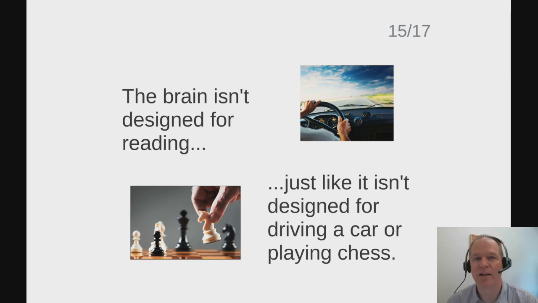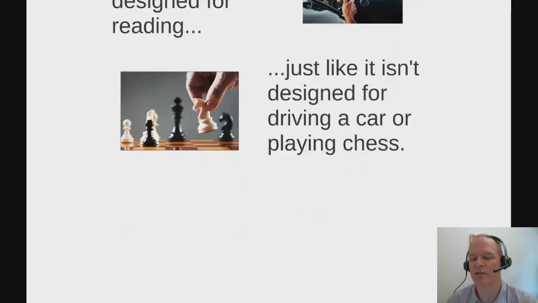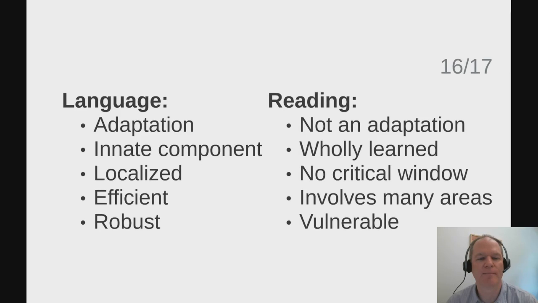And just like it's not designed to do other things like play chess or drive a car or do algebra, these are things that have to be wholly learned. Language, in contrast, is something that we have a significant component for that's innate, that's predetermined for us. So, to summarize, language is an adaptation. It has this innate component. It's localized in the brain and thus efficient. And it's also robust in that all children that are typically developing acquire language.